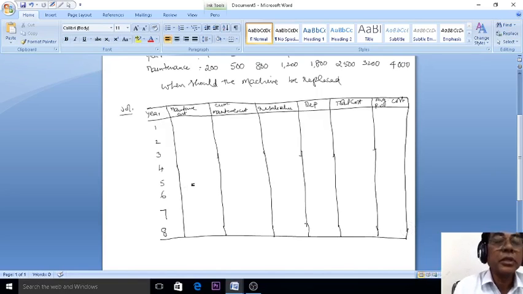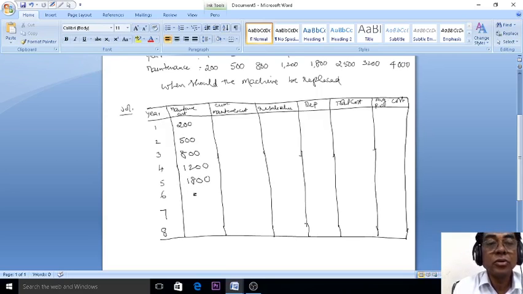Okay, so here is 1, 2, 3, 4, 5. This is the maintenance cost: 200, 500, 800, 1200, 1800, 2500, 3200, 4000.